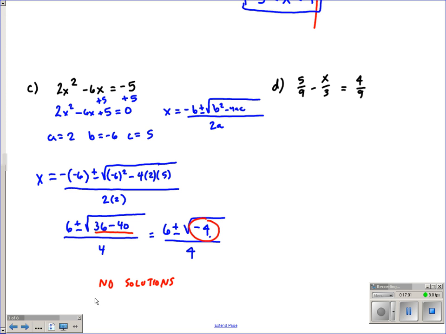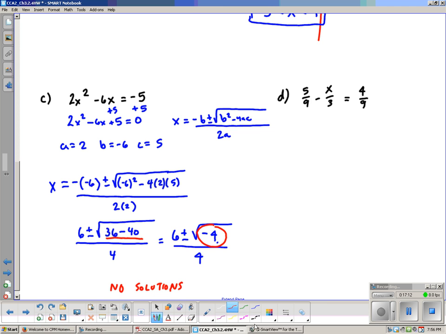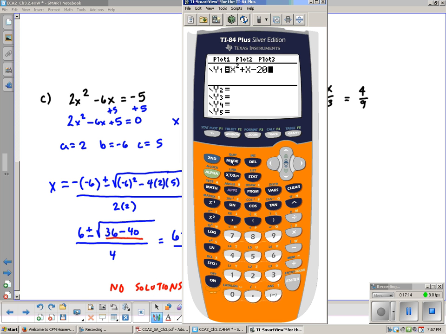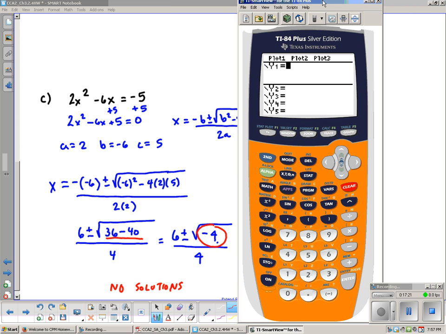Now, what does this look like on a calculator? Well, let's take this and graph this function here: 2x squared minus 6x plus 5. So let's get out our TI Smart View here. Actually, let me just clear out the function we have there. And I'm going to go ahead and type in 2x squared minus 6x plus 5.